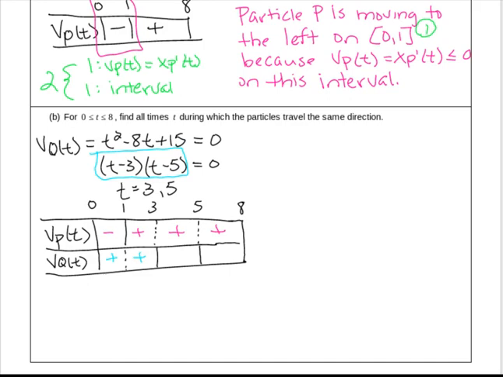Then if we plug in something between 3 and 5, let's plug in 4, we would have a positive times a negative, so that would be negative. And then plug in something between 5 and 8, let's say 6, we would have positive, positive.